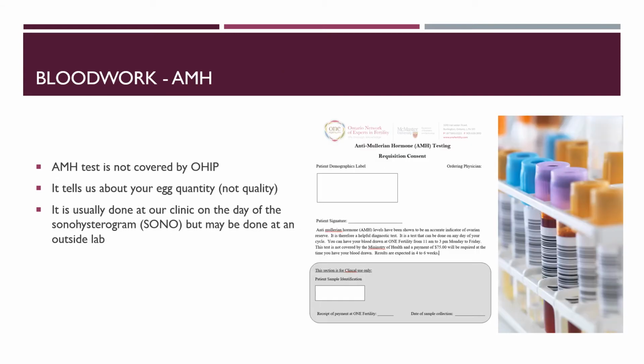AMH is an ovarian reserve blood test. This test is not covered by OHIP. It tells us about your egg quantity. It is usually done at One Fertility on the day of your sonohysterogram, also referred to as the sono test. It may be done at an outside lab. When you call to book your sono, please mention that you will also be doing your AMH if it was ordered for you. We will discuss the sono a little bit further on in this tutorial.